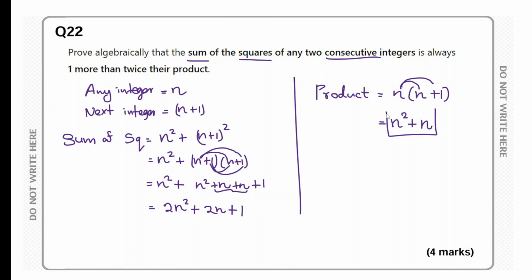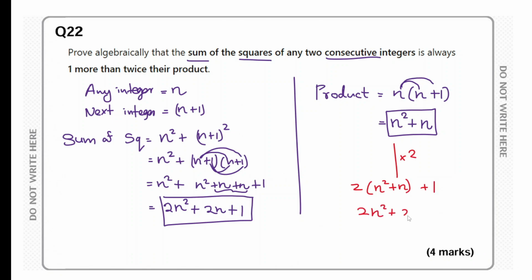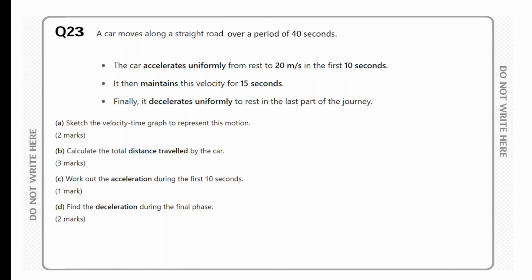If we can prove that this expression here is one more than twice the product, so if you double this, 2 bracket n squared add n, and 1 more, so you add 1. So you get 2n squared plus 2n add 1. And we can see that these two are the same.